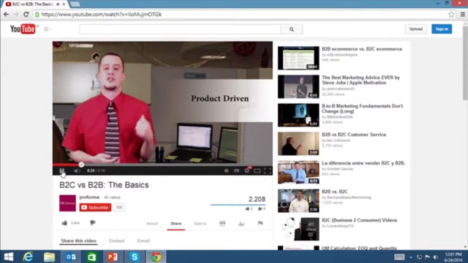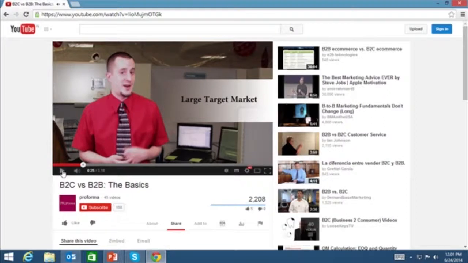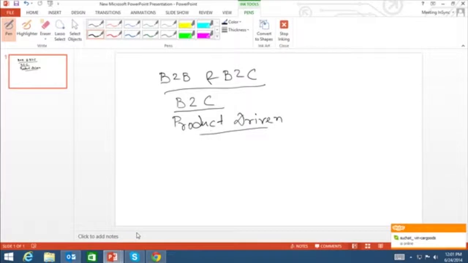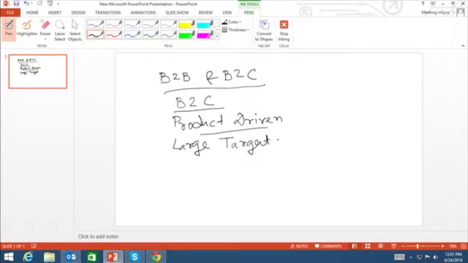So apart from being product or services driven, he is mentioning a large target market. Why do we say it's a large target market? So the second point here is large target market. When you are selling directly to consumers, you have a relatively large consumer base to whom you are selling. If I am selling shoes and I have a physical store, I can target at least 10,000 people in a year.